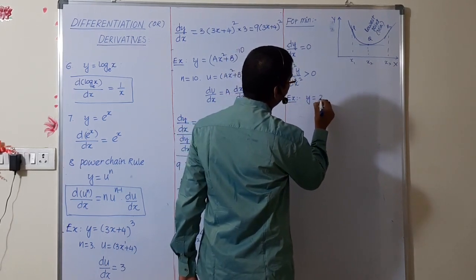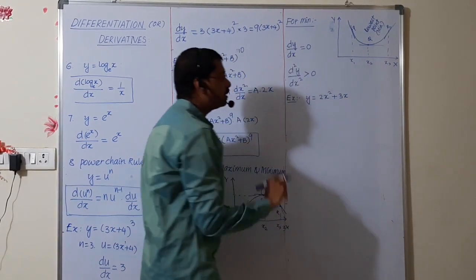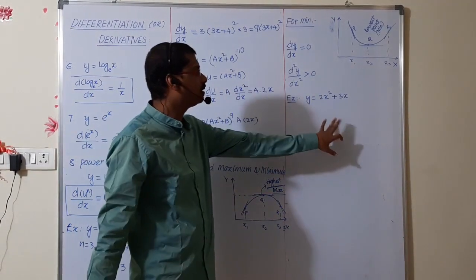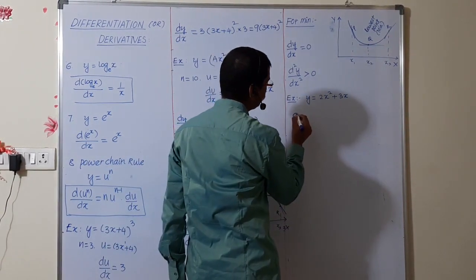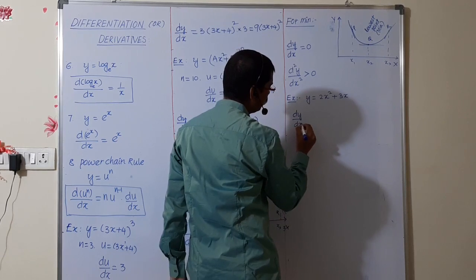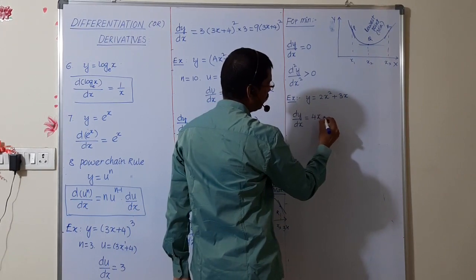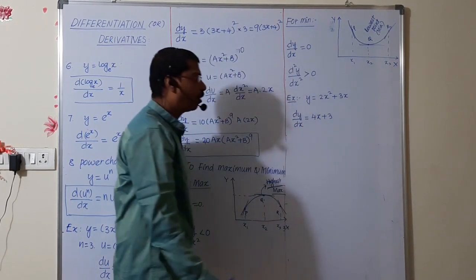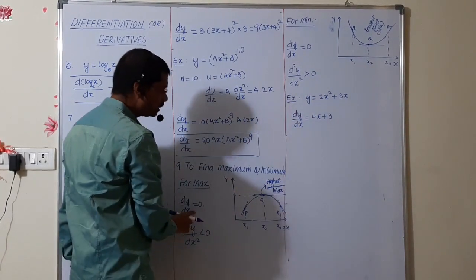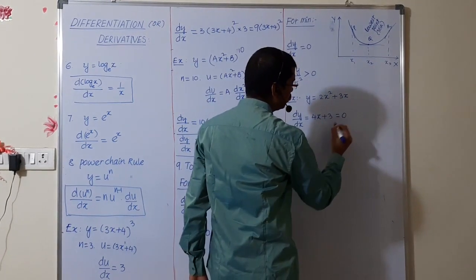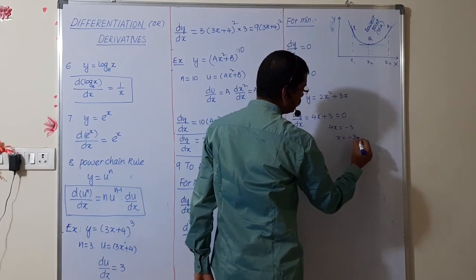y equals 2x² plus 3x. Find whether y is a minimum or maximum. We don't know whether it is a minimum or maximum. First of all, we have to differentiate dy/dx. What will happen? 4x plus 3. 4x plus 3 is our differentiation. But if you want to find the minimum or maximum, the differentiation is equal to 0. Now it is equal to 0, then 4x equals minus 3, then x equals minus 3 upon 4.